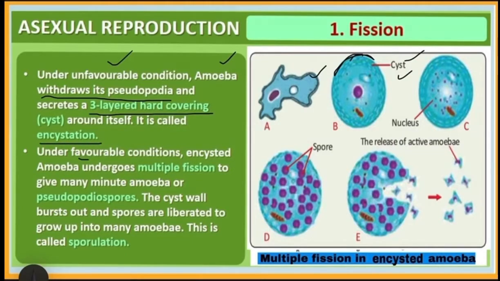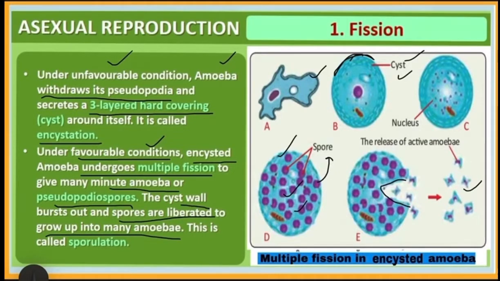Next, under favorable condition, जब favorable condition वापस आती है, the encysted amoeba undergoes multiple fission. Encysted amoeba के अंदर multiple fission होता है, you can see here, and as a result many minute amoebae or pseudopodiospores are formed inside the encysted amoeba. Next what happens? The cyst wall, जो cyst wall है वो break हो जाती है, burst हो जाती है, and spores are liberated. Spores बाहर निकल आते हैं, and these spores grow up into many amoebae. You can see here the release of active amoebae, and this process is called sporulation. So in this way multiple fission takes place in encysted amoeba.